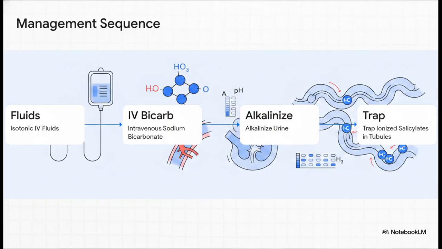So the crucial point is, how do we actually manage this? Your strict treatment mandate requires systemic alkalinization. We administer intravenous sodium bicarbonate. Since salicylic acid is a weak acid, artificially raising the serum and urine pH converts the drug into its ionized, lipophobic state. Basically, this alkalinizes the urine to trap the salicylate in its ionized form right within the renal tubules. This profoundly accelerates its excretion and, crucially, prevents it from crossing back into the central nervous system.